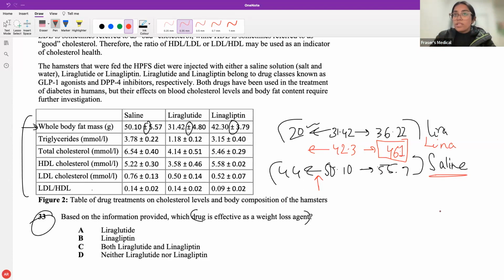Because these values overlap, you can't tell the difference between linagliptin and saline. So immediately, you know that the answer therefore has to be A, liraglutide, without reading the rest of the stem. This is just from looking at the data. So from looking at tables, you look at the trends, you look at the statistical significance, and often significance is given by pluses or minuses within tables.